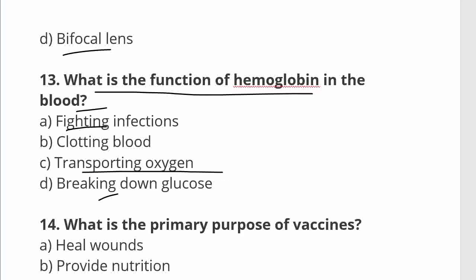Hemoglobin is a protein in red blood cells that binds oxygen in the lungs and carries it to tissues throughout the body. It also transports carbon dioxide back to the lungs for exhalation.